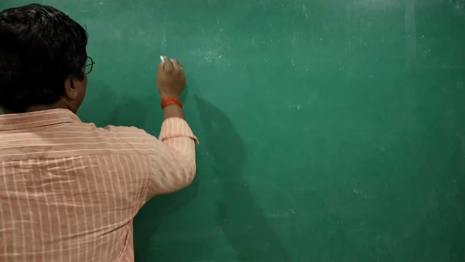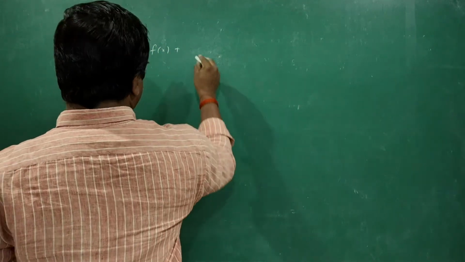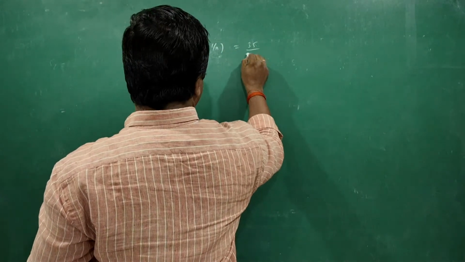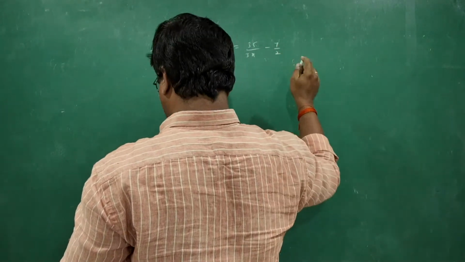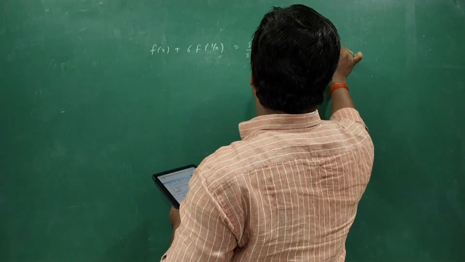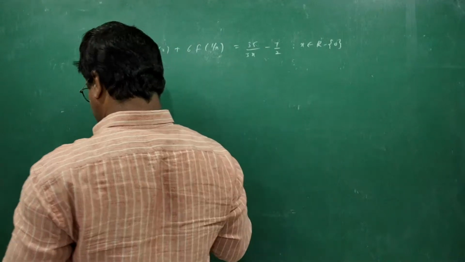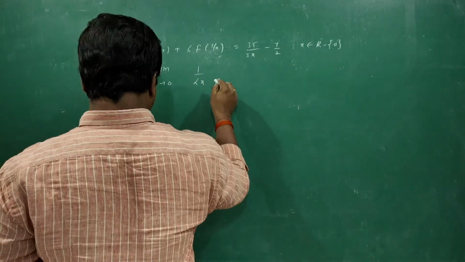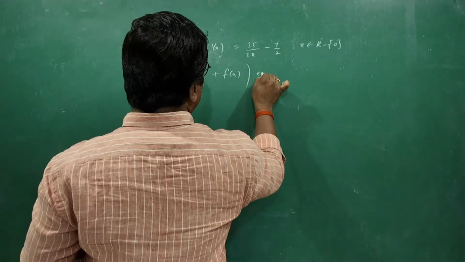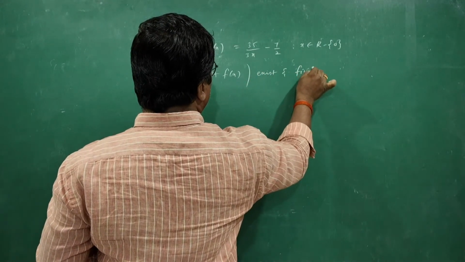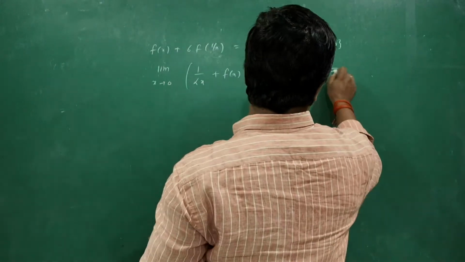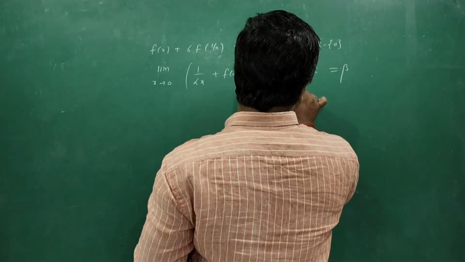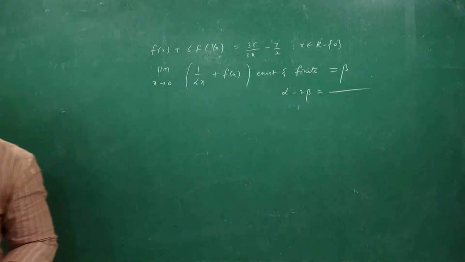f of x satisfies the functional equation f of x plus 6 times f of 1 by x is equal to 35 divided by 3x minus 7 divided by 2, and given that x belongs to R minus 0, and given limit x tends to 0, 1 by alpha x plus f of x, it exists as well as a finite quantity and equal to beta also given. Alpha minus 2 beta is what? This is the question.